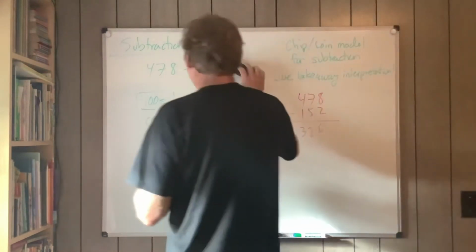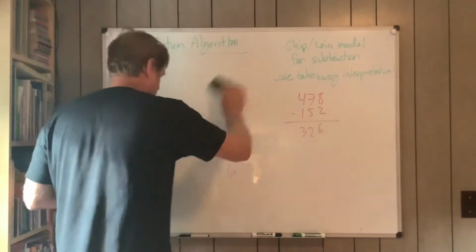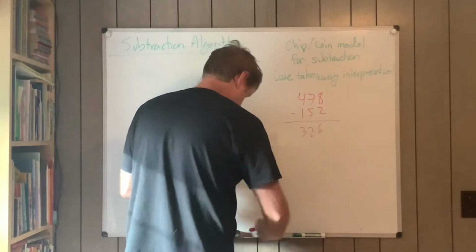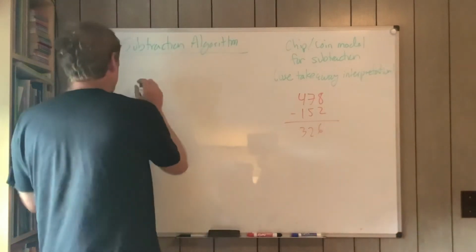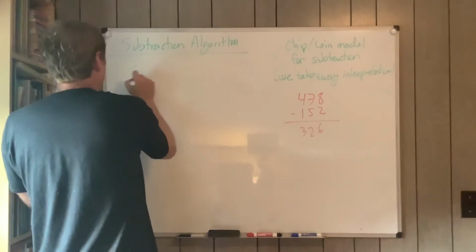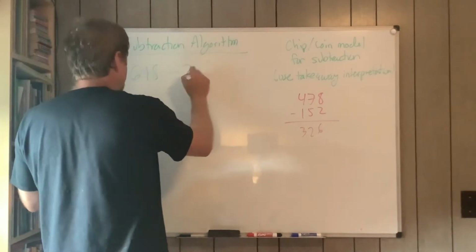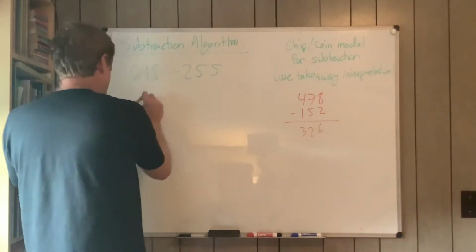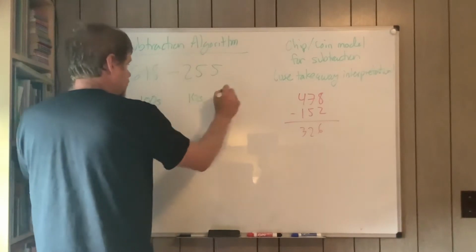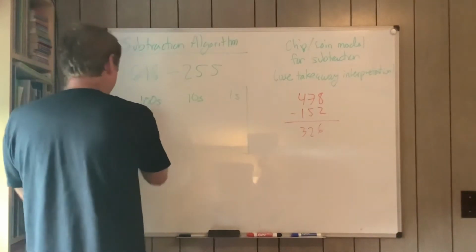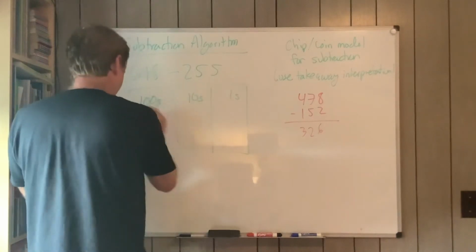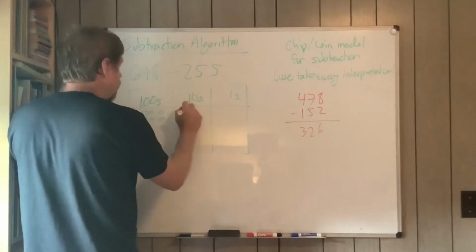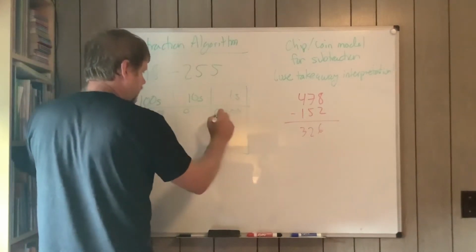Okay, let's look at another one. All right, let's do 618 minus 255. Hundreds, tens, ones. One, two, three, four, five, six. 1, 1, 2, 3, 4, 5, 6, 7, 8.